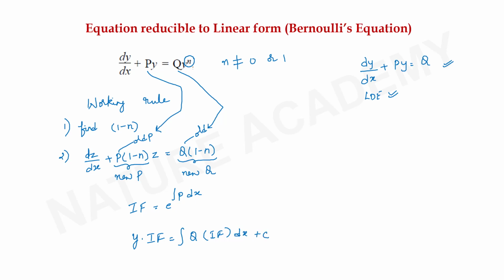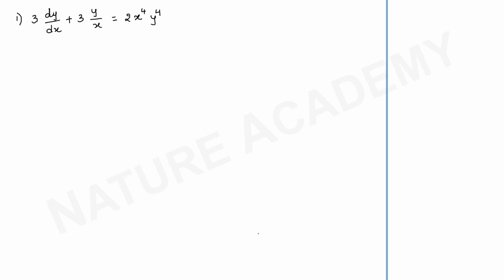The example is 3 into dy by dx plus 3 into y by x is equal to 2x raised to 4 y raised to 4. We have to find the general solution of this equation. So let's start with our step 1. See here, n is equal to 4. Therefore, this is a Bernoulli's equation.